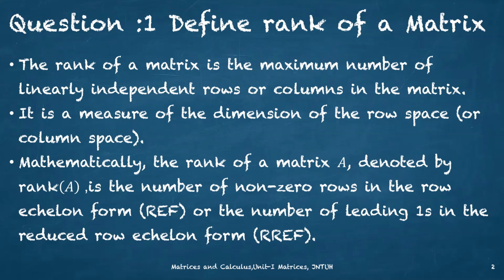Mathematically, we write it as rank of A, or rank A. To calculate it, we usually convert the matrix into a special format called row echelon form, and then count the number of rows that are not all zeros. Each of these non-zero rows tells us one dimension of information.